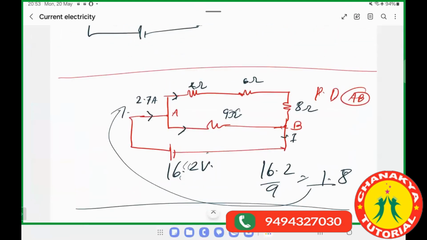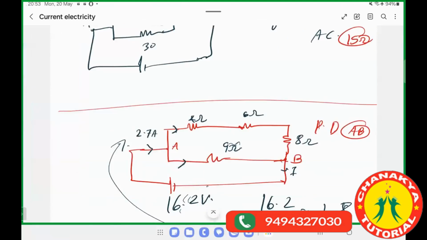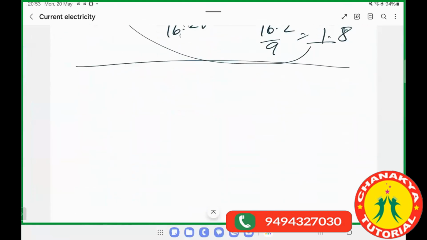Okay, so what we have done till now? Some different numericals. So today we'll start something. Let's see any other question like that.